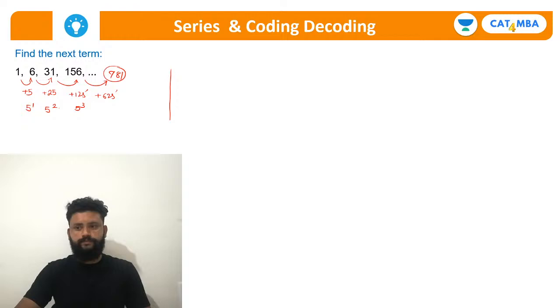The other way to solve this is: 1, 6, 30, and 150. It is close to 5 times. Look at this, it is close to 5 times. Times 5 plus 1. Here it is also times 5 plus 1. Here times 5. What will be the next number? Times 5 plus 1, we get 751.